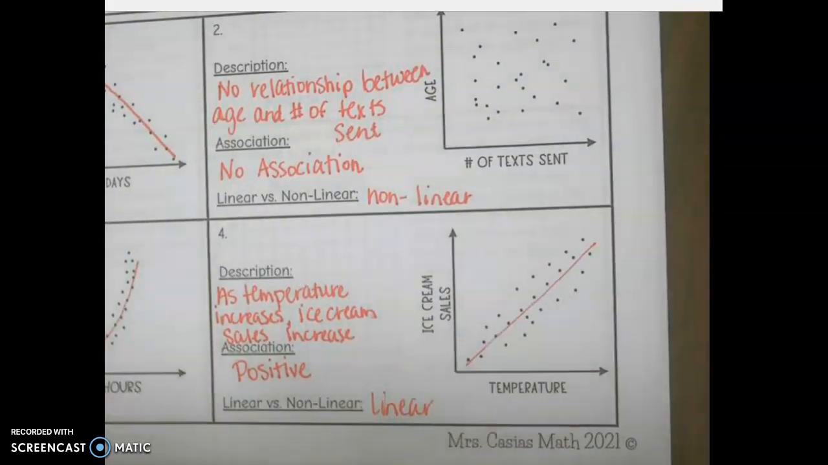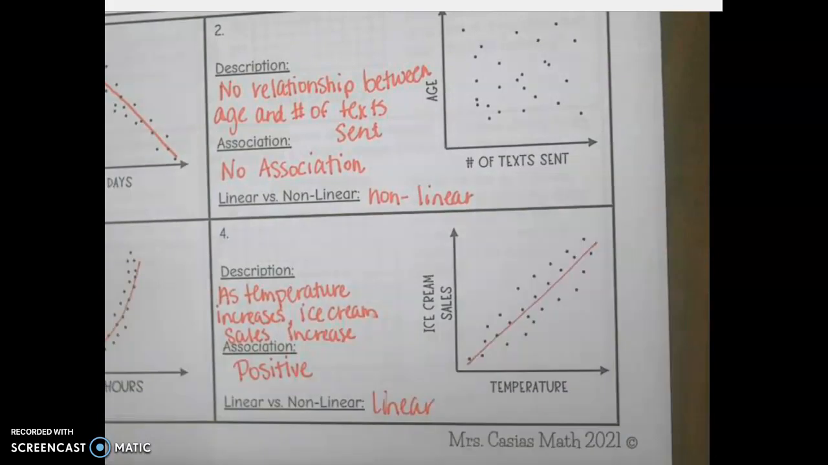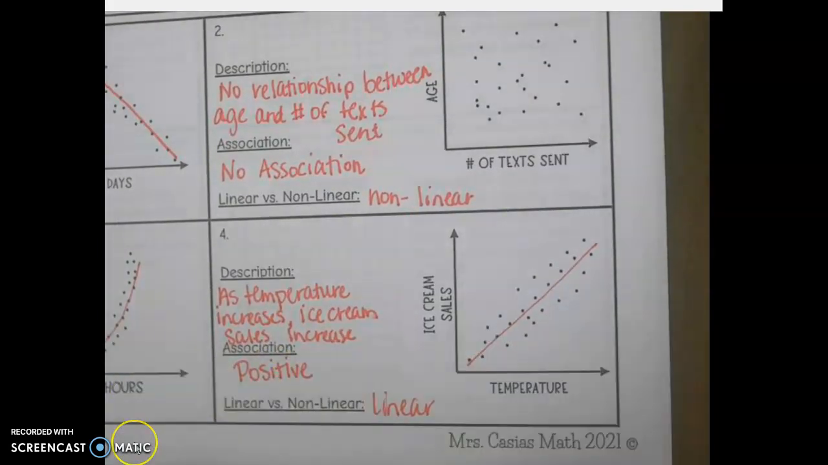What you're going to do is fold this in half, and it's going to get glued on the right side of page 43 of your journal. Right side of page 43 of your journal. All right, that's all for today's Scatterplot.